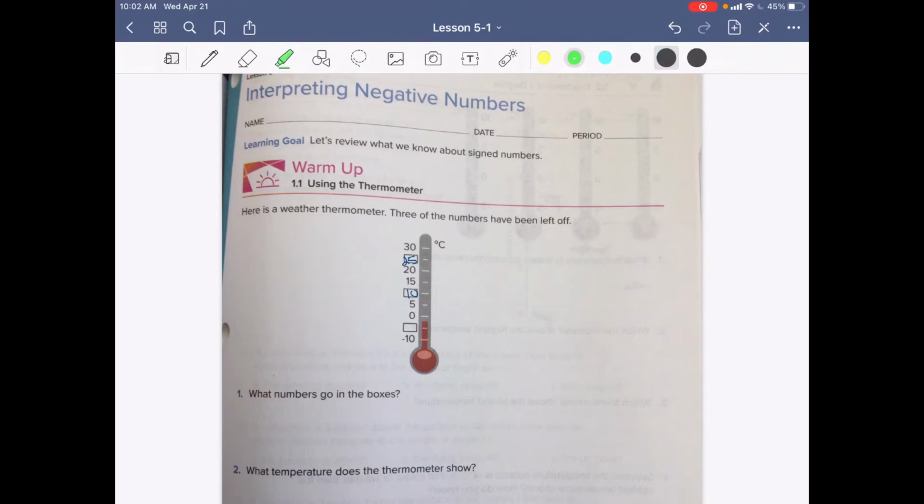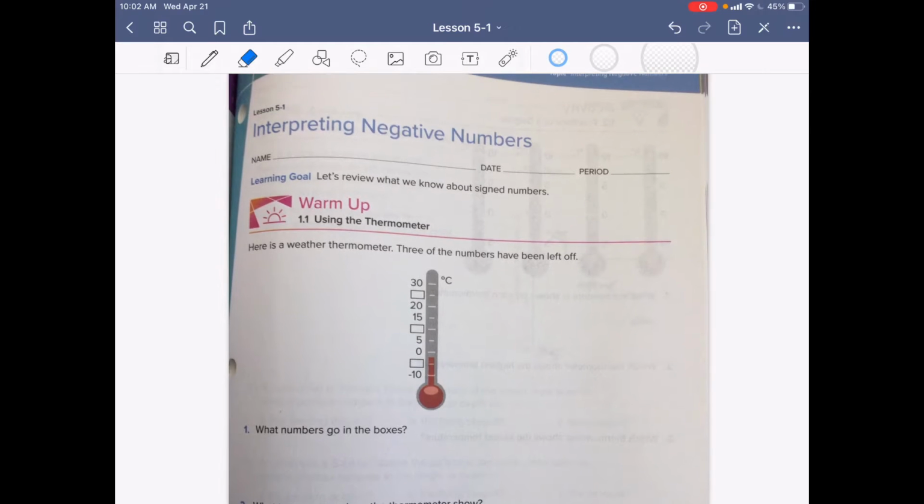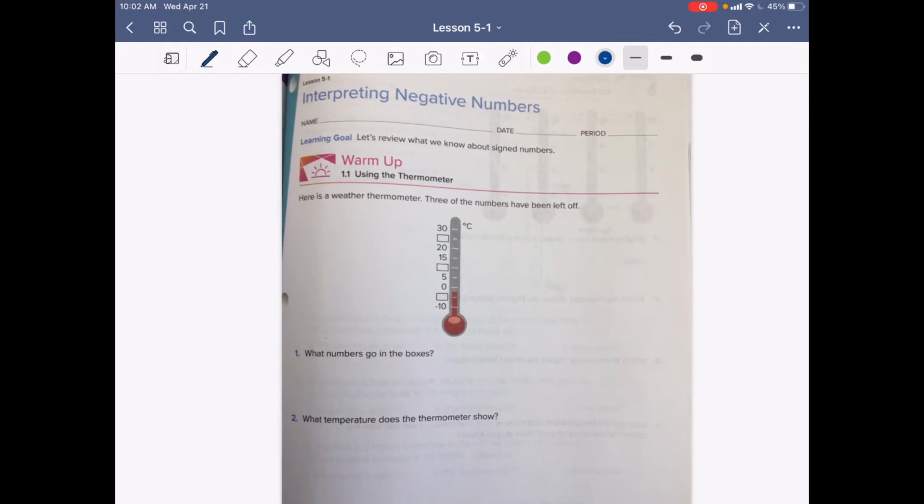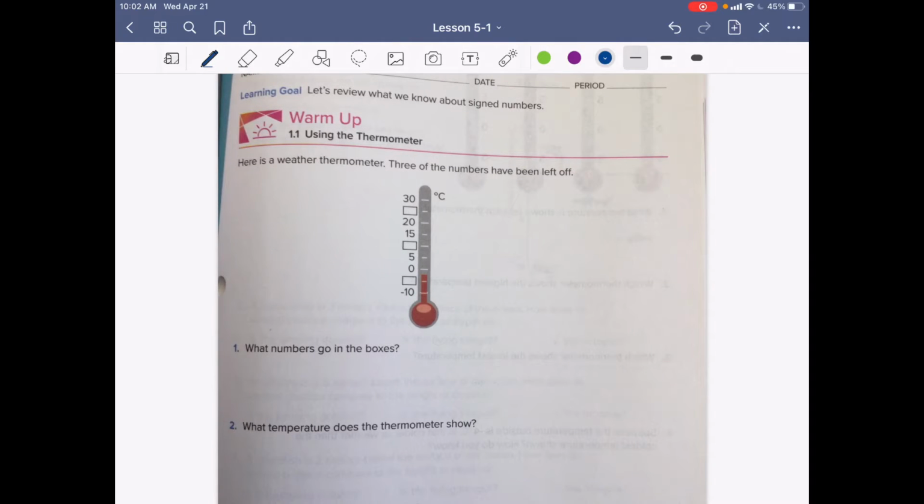Right, so welcome to Unit 5, Lesson 1, Interpreting Negative Numbers. Here is a weather thermometer. 3 of the numbers have been left off. What are the numbers that go in the boxes, and what temperature does the thermometer show? So pause the video and take a moment to answer this.